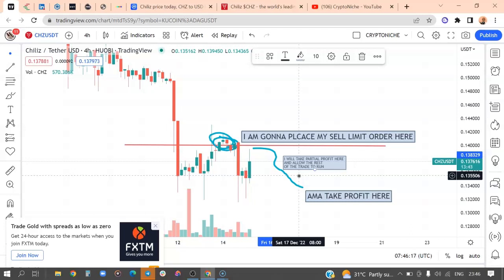So do you guys now have confidence in trading Chiliz after seeing this analysis? Are you now confident enough to trade it? Let me know.